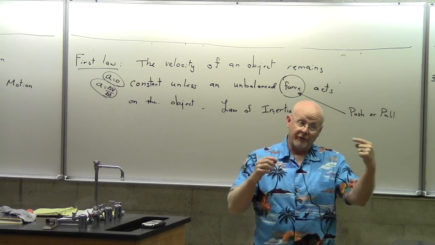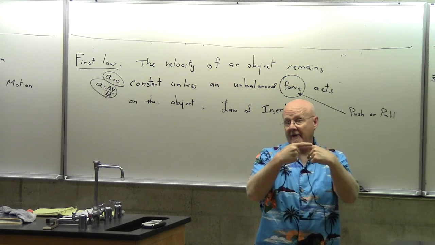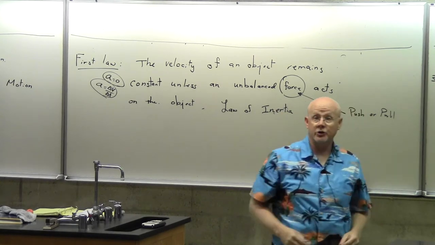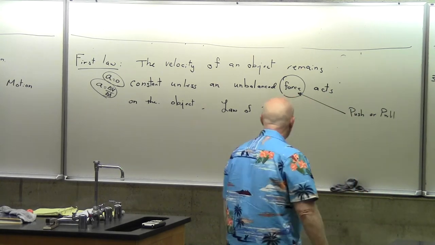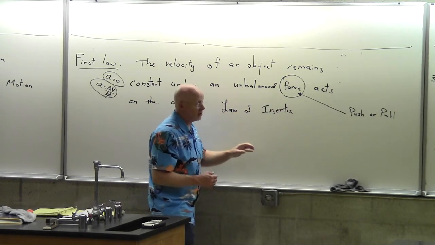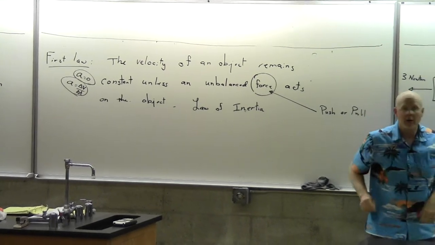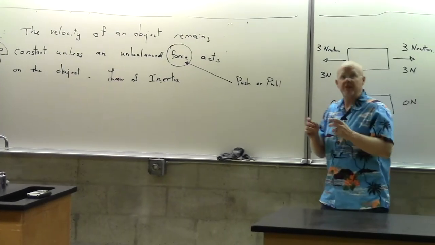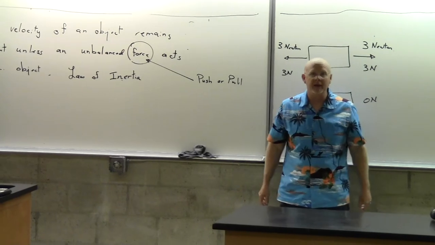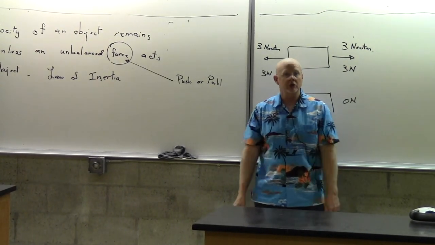You had to get, if you had air friction of 100 this way, then you had to have something more than 100. And that's what this is saying. To get an acceleration, you have to have an unbalanced force. You have to have the force pushing you this way more than the force pushing you that way. But to keep going, they just have to be balanced. And so you can kind of cruise along with not much use of gasoline.